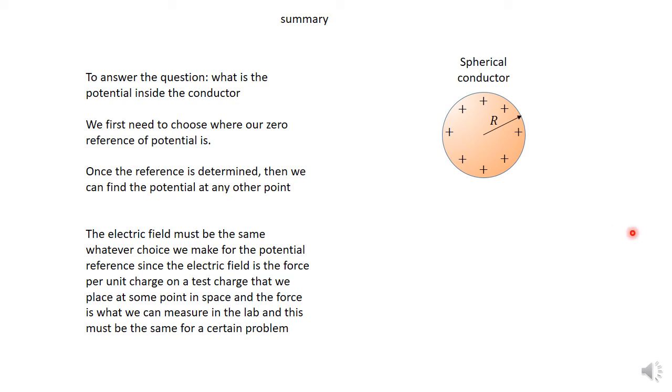So to summarize this problem, if someone asks the question, what is the potential inside the conductor, you first need to determine where the 0 of potential is. Once the reference is determined, then you can find the potential at any other point. But remember, the electric field has to be the same no matter what choice you make for the potential reference, because the electric field is the force per unit charge on a test charge that we place at some point in space. And the force is something you can measure in the lab. So this has to be the same always, no matter what the choice of potential is.